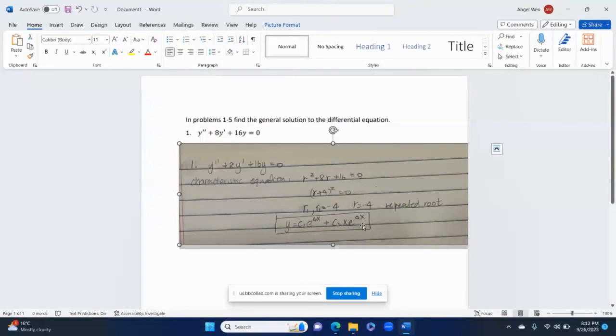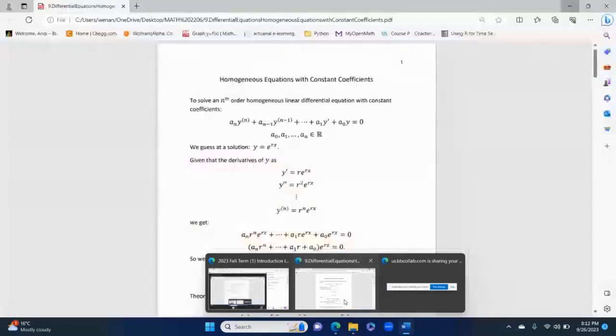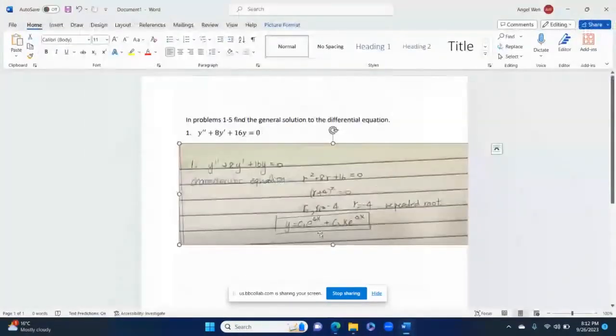If it were 3 times repeated, let's say we have roots r1, r2, r3 all equal to -4, then you would put plus c3 x squared e to the -4x. Anqi, do you mean e to the -4x? -4x, because the root is -4. I apologize. That's right. That's okay. I wrote it wrong. Okay.